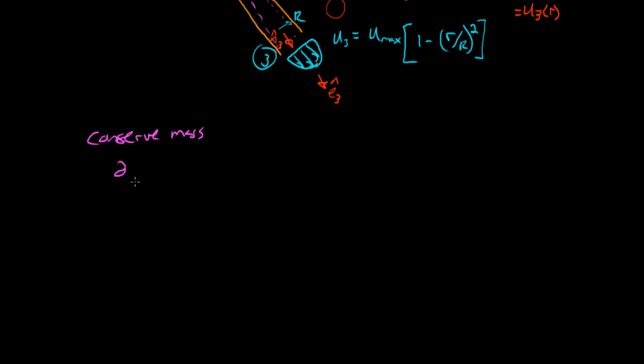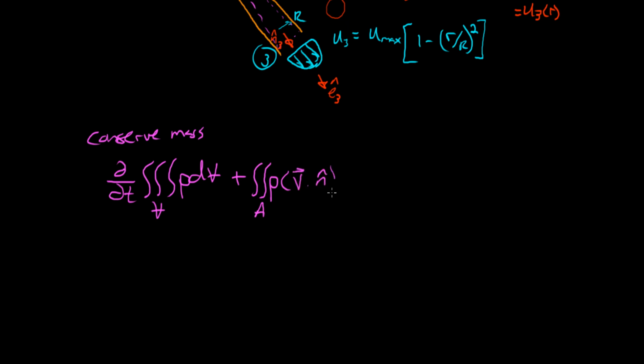How are we going to do that? Well, d by dt, integral over the volume of rho dV, plus integral over the areas of rho v dot n dA, and all that better equal 0. Well, as I said when we were introducing it, that's just the mass of the system.